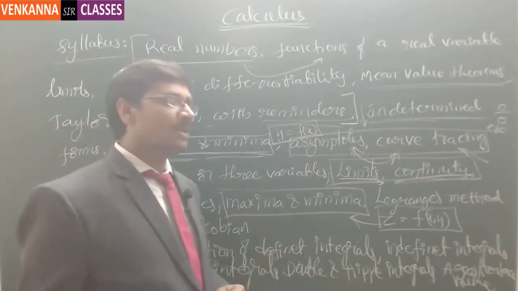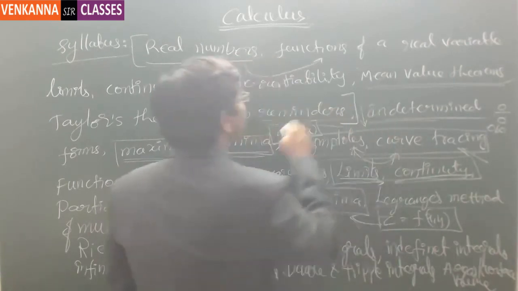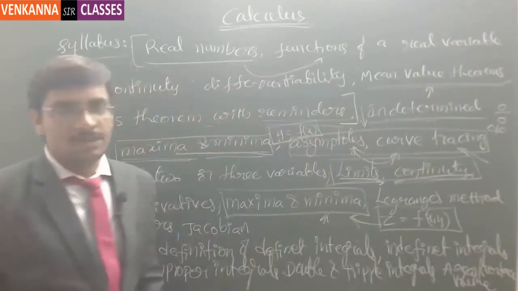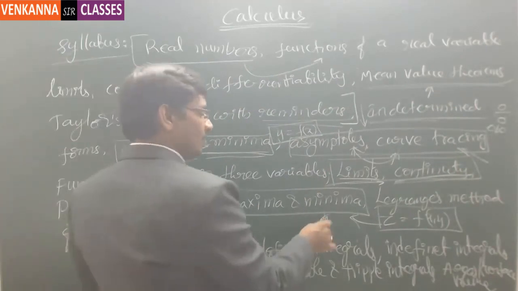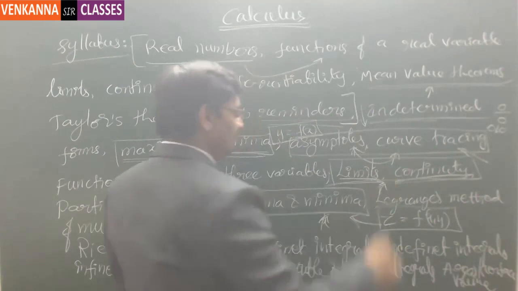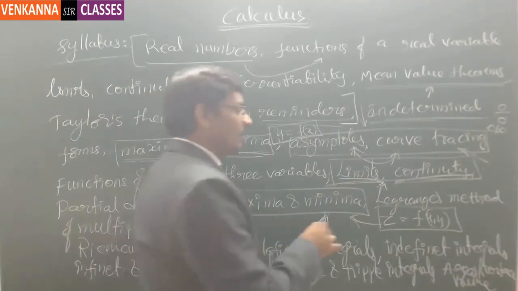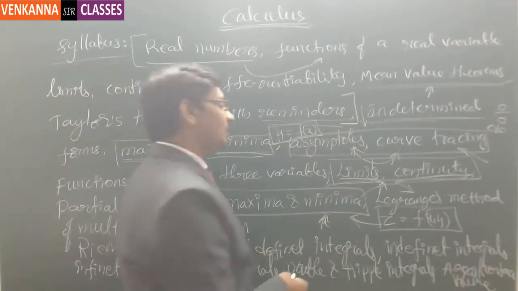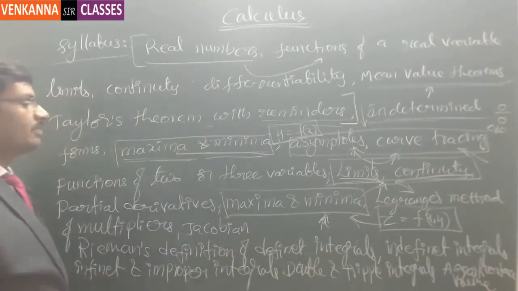But the most important parts are maxima and minima, and the applications of mean value theorems, especially the Taylor's expansion with remainders, is the place where questions are asked, right? And then maxima and minima and limits and continuity of multivariables. These are the places where most of the questions you can expect. And then Lagrange's method of multipliers, again a method used to find out the maxima and minima. It is nothing but a different method for the same purpose, that is finding out the maxima and minima.